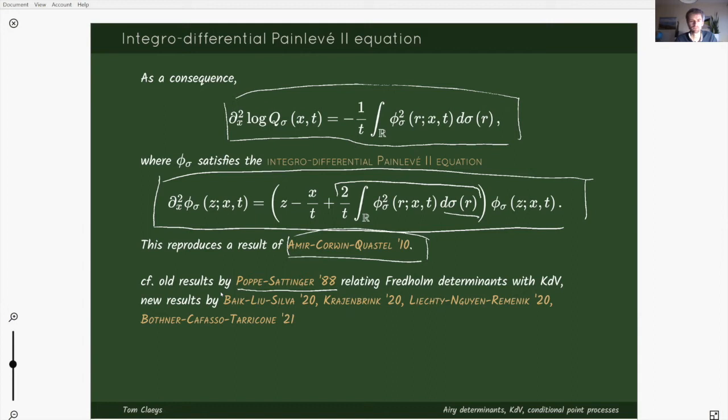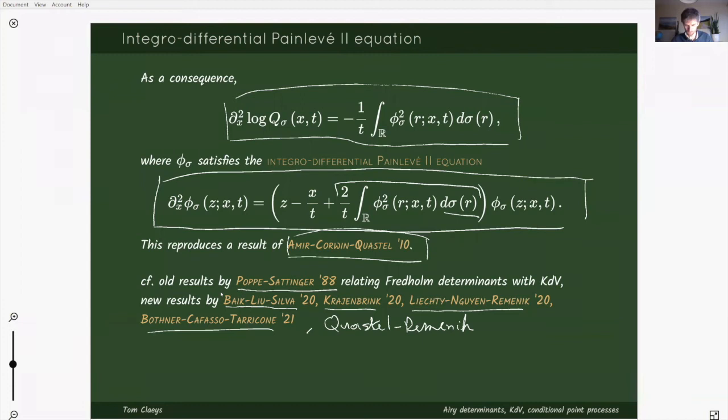There are also more recently results of a similar flavor where Fredholm determinants are connected to other types of equations, some to KdV, also the KP equation. I forgot to mention here, I think I mentioned them somewhere later, but there are also results by Quastel and Remenick that relate Fredholm determinants to the KP equation in their case.